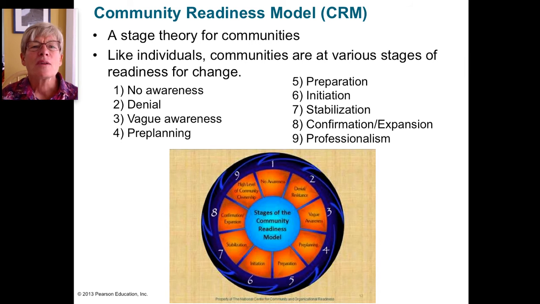So the final model we're looking at is the community readiness model. It's a stage change for communities. And if you were doing a large-scale program for a community, you could apply this model. Like individuals, communities are at various stages of readiness for change. So 9 different stages, from no awareness to professionalism. It's done, it's happening.